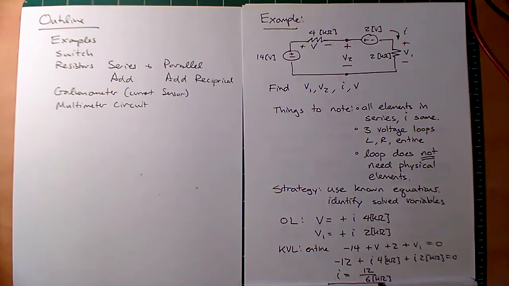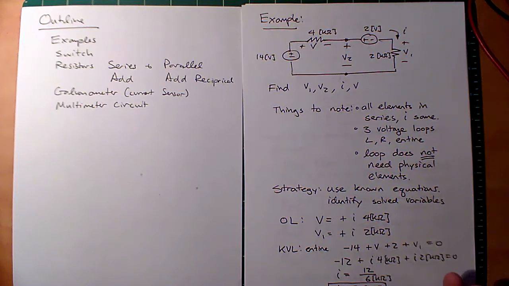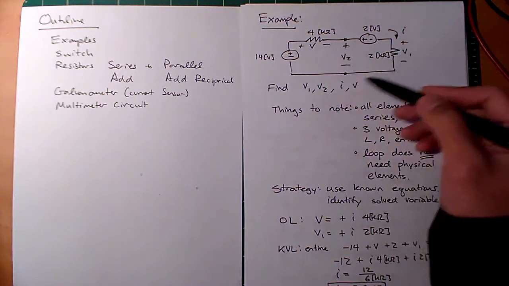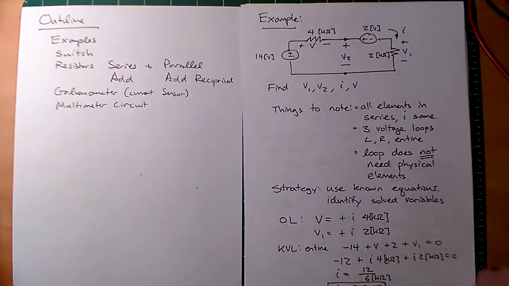Now I gotta be careful, because again, I have that kilo, so that means the answer I get is 2 milliamps, not 2 amps, 2 milliamps, or equivalently 0.002 amps. It would be the same thing, so I would accept either answer. Okay, so 2 milliamps is flowing in a clockwise fashion around the circuit.